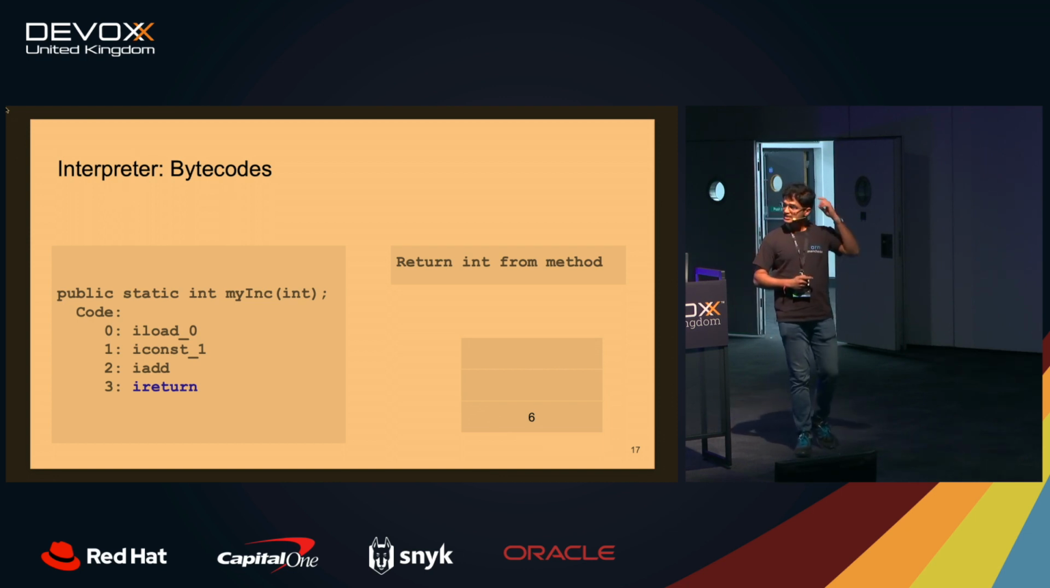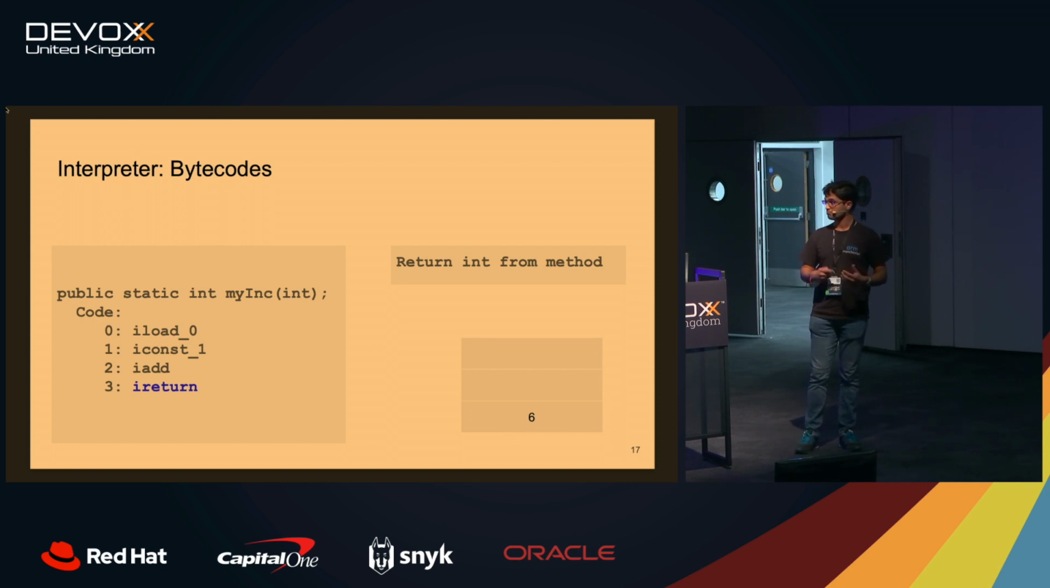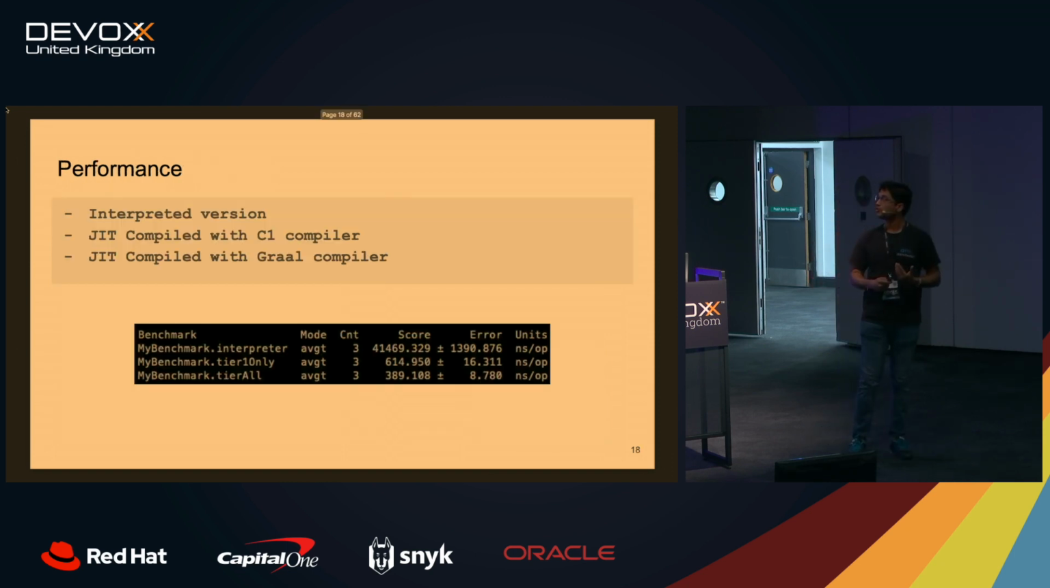Cool. This sounds simple, the interpreter-based approach, but you may know interpreter-based execution is quite slow. So how slow is it? What I did is I took our myIncrement method and put some benchmarking code around it, using the Java micro benchmarking harness.